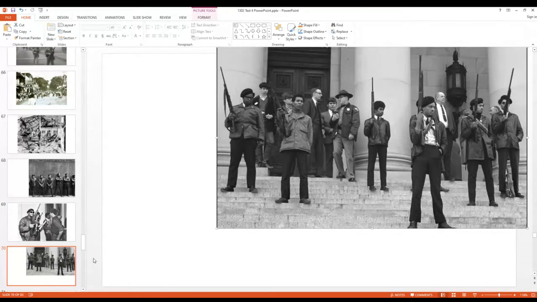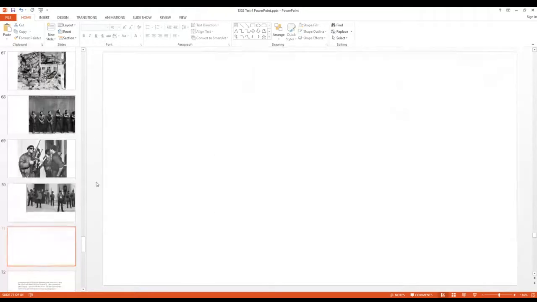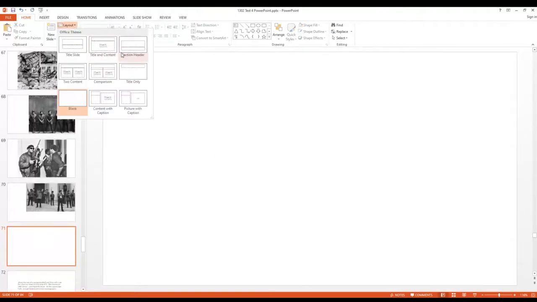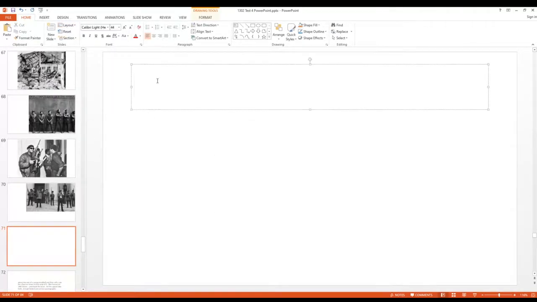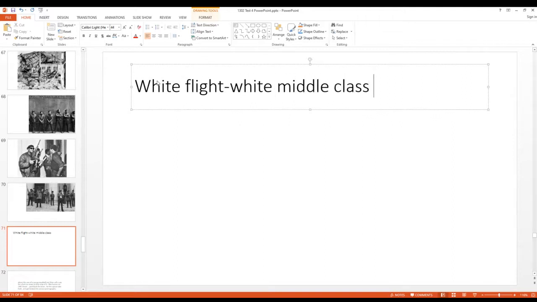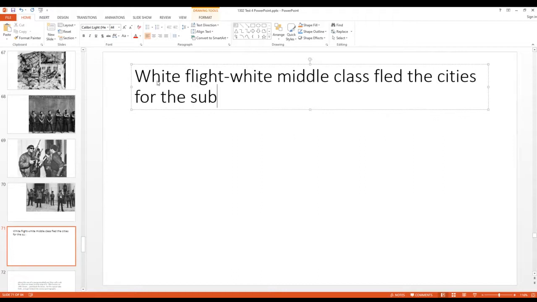The riots led to a phenomenon called white flight. As the riots got worse and worse, the white middle class began to flee the cities for the suburbs.